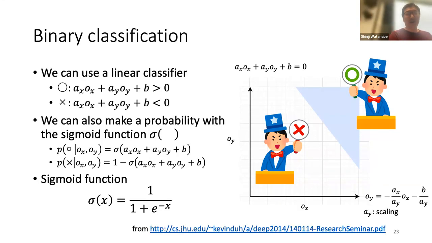In this case, I use a very simple linear classifier, which classifies the sample by using a linear function. Then, to make it a more probabilistic distribution, we use the sigmoid function with the linear function to turn the correct and wrong decision into a probability. So this is a very simple binary classifier. People can understand it, I think, right? Okay.